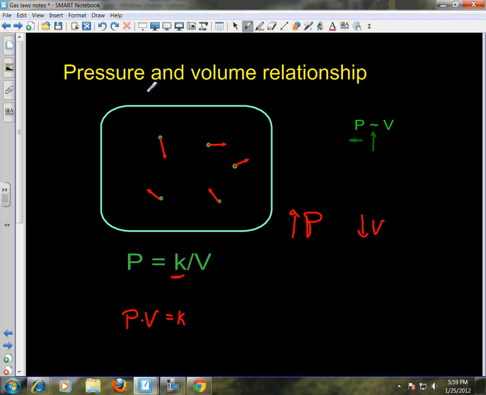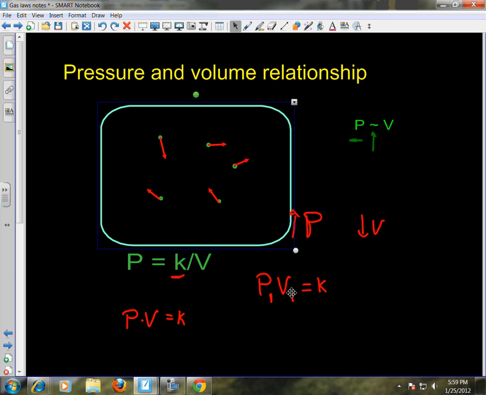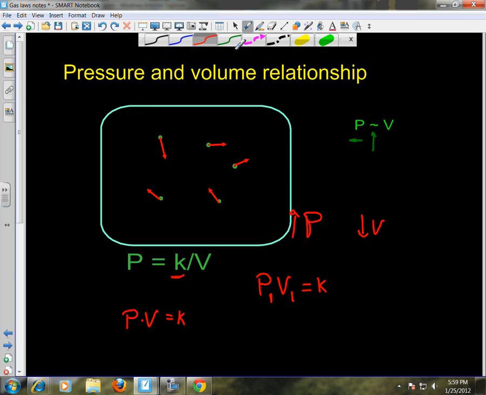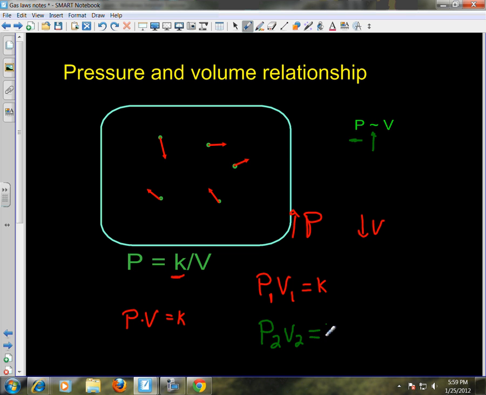Now we have a couple of situations. Right now our container has a certain volume, and we'll call the pressure in that container pressure 1 and the volume volume 1, and it's going to be constant. If I grab my container and expand it, we're going to call this pressure 2 and volume 2. Those two are also equal to that constant.